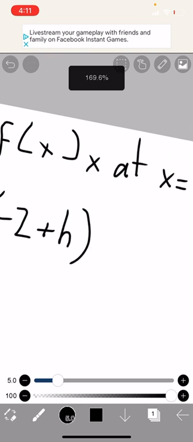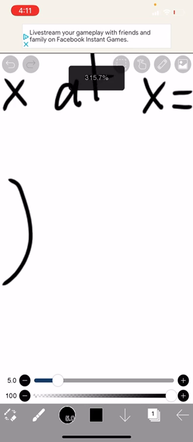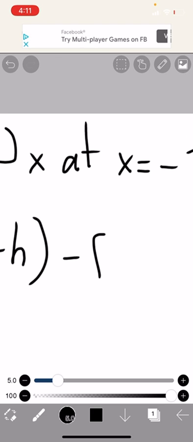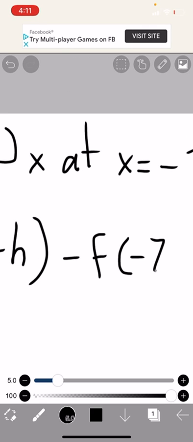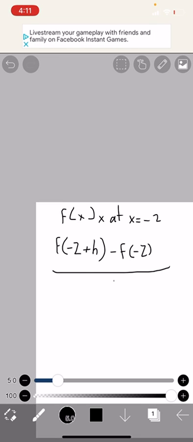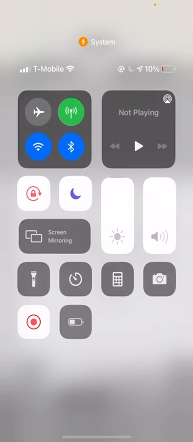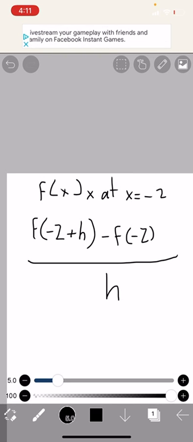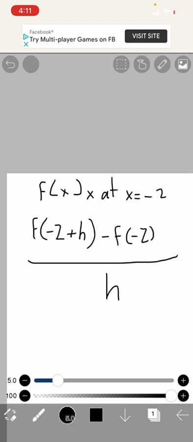Alright, and then minus f of negative 2. Very easy. And then this is just going to be all over h. Alright, so my battery ain't going out. So this is 3 out of the 5 things I'm wanting to teach.